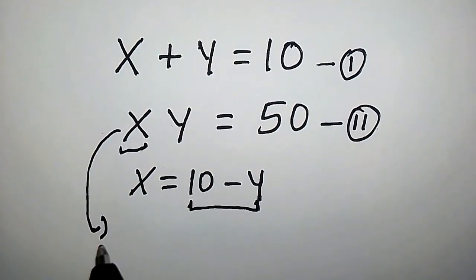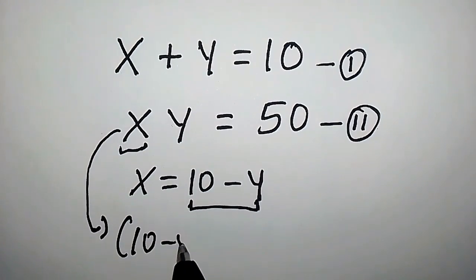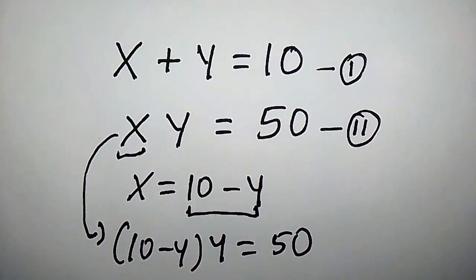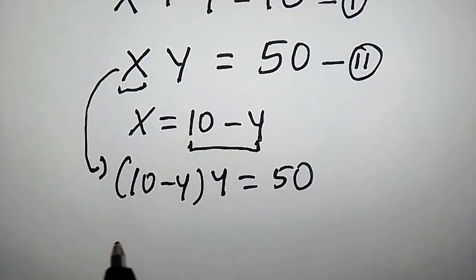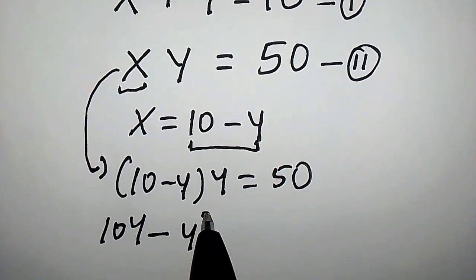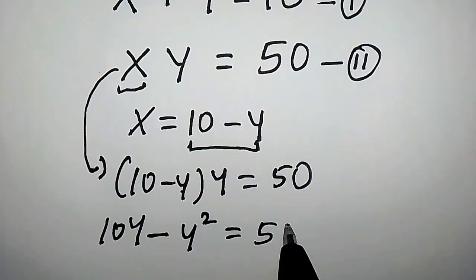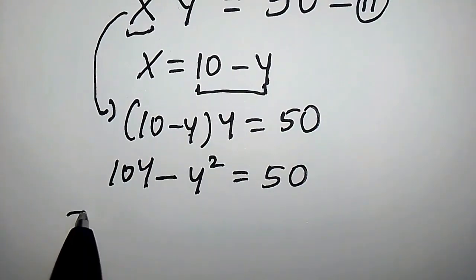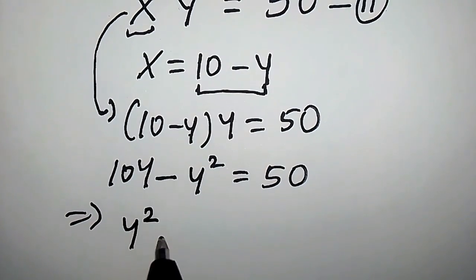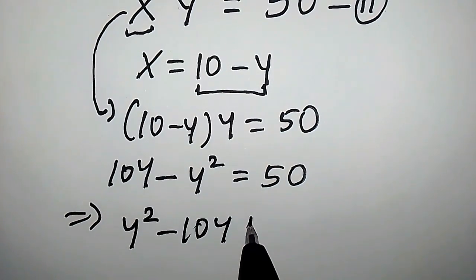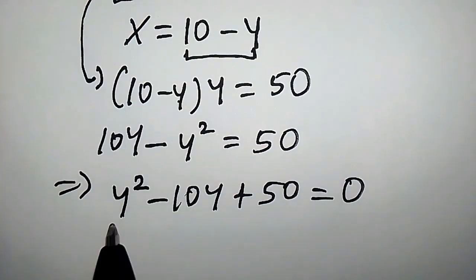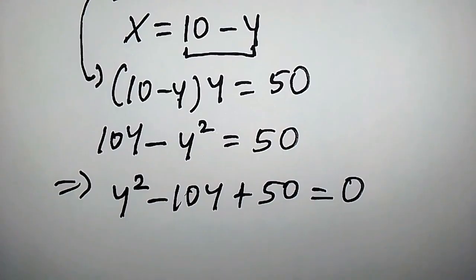So from here, we are going to have 10 minus y times y equal to 50. 10 times y, that is 10y, minus y times y, that is y squared, equal to 50. This implies that by rearranging this equation, we have y squared minus 10y plus 50 equal to 0. This quadratic equation, we can solve it using the quadratic formula.